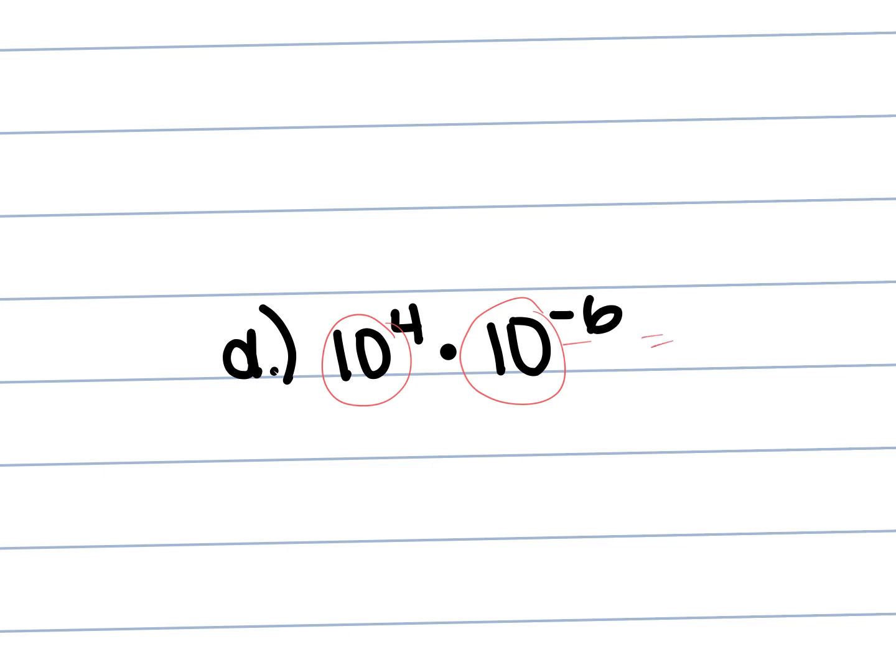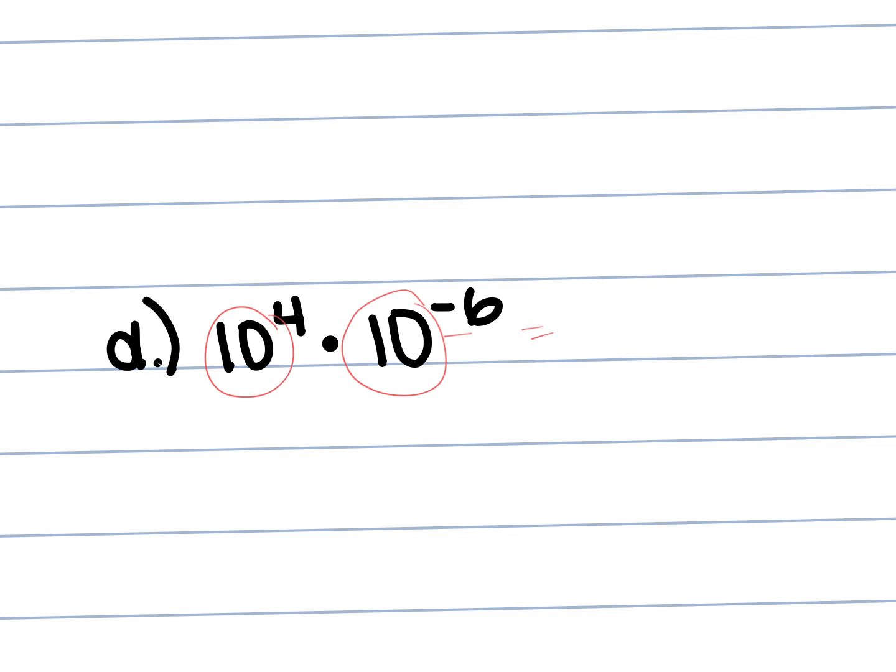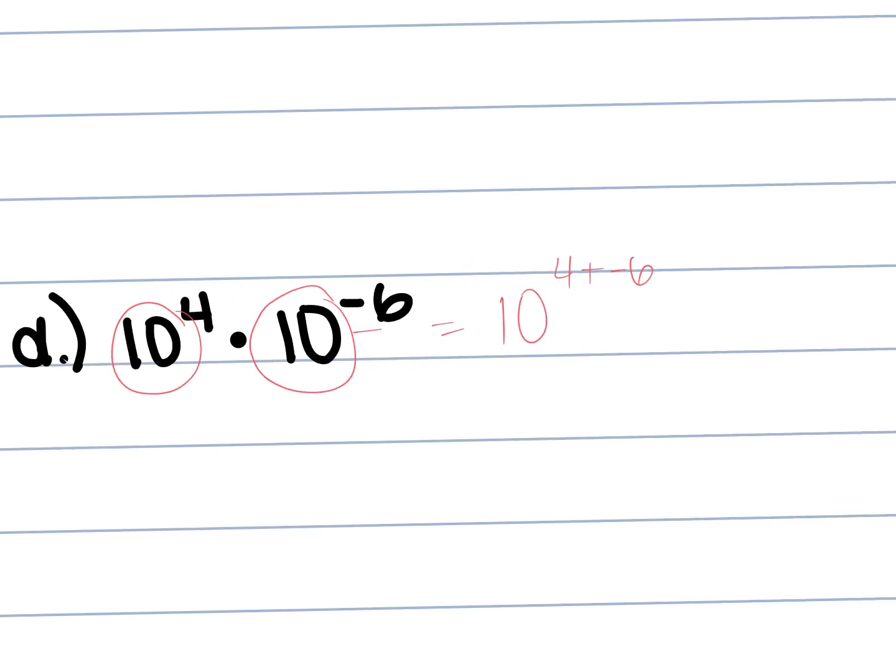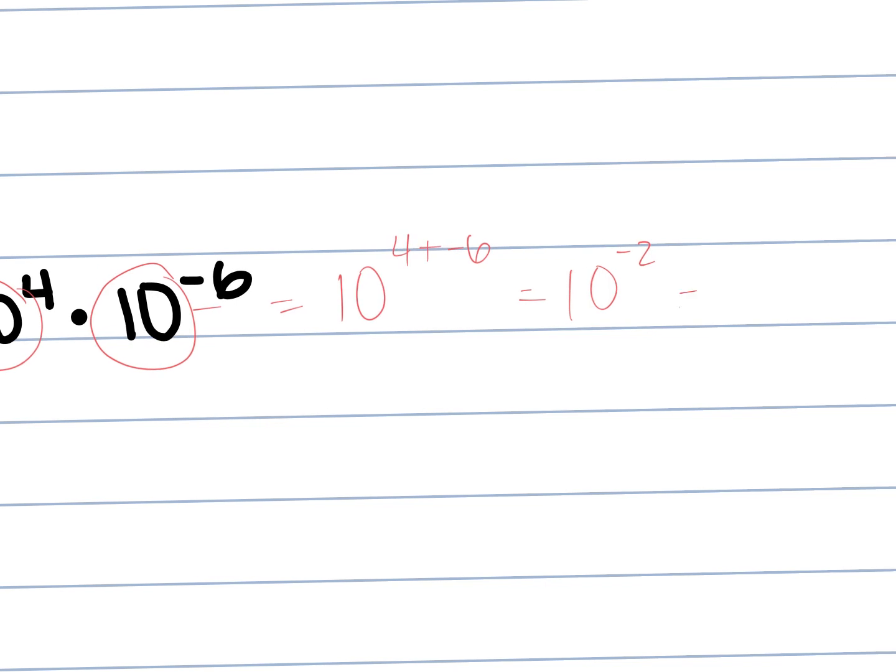This is going to be base of 10, and then 4 plus negative 6, which is negative 2. So we are going to get 10 to the negative 2 power. And you put it as a fraction. Good, you put it as a fraction. So it's going to be 1 over 10 to the 2nd power. Now, if you leave it like this, you're still going to lose a few points, because what is the exponent? 2.